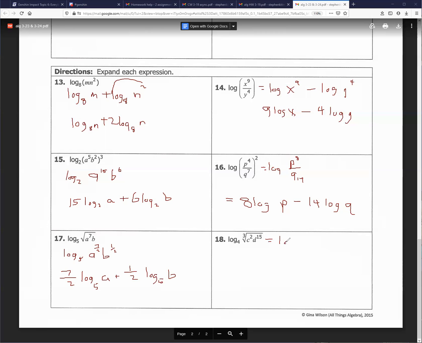And finally, log base 4 of, I'll do this one in all the steps just to make sure that we are understanding what's going on. So to the 1/3 power is going to be power to a power rule. So this is log base 4 of c to the 2/3 plus log base 4 of d to the 5th, and then we'll bring our powers out front. 2/3 log base 4 of c plus 5 log base 4 of d.